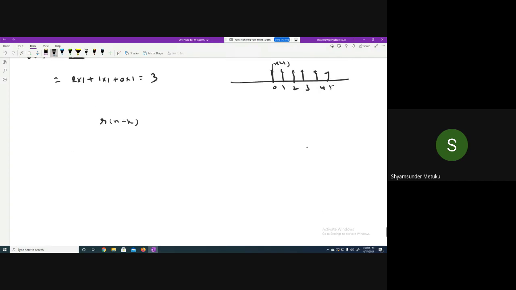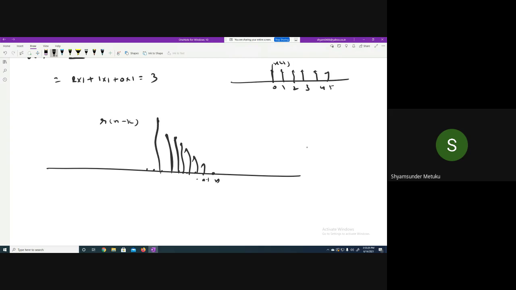So what is r of n minus k? Very simple. This is n, this is n minus 1, it goes on. It will be 0, this is 1, this is 2, this is 3, this is 4, this is 5, isn't it? Are you able to follow what I am trying to tell? It will be in the negative way, no?